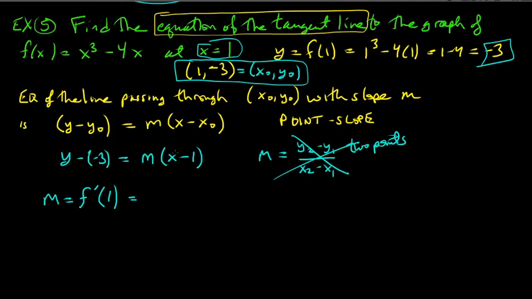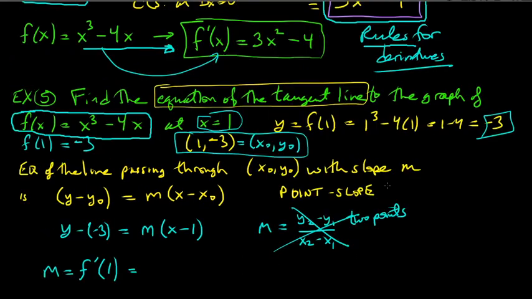So how do we find f prime of 1? Well, we need the derivative, right? You don't plug in 1. We did that already. We found that f of 1 is equal to negative 3, but that's the y-coordinate. That's not the slope at 1. To find the slope, we need the derivative. So how do you find the derivative of this function here?